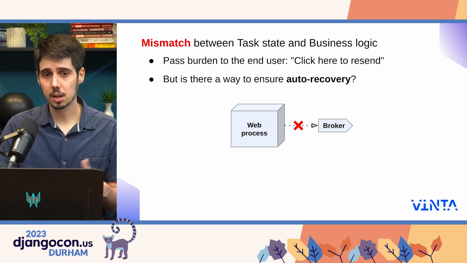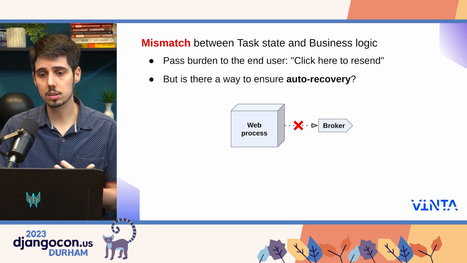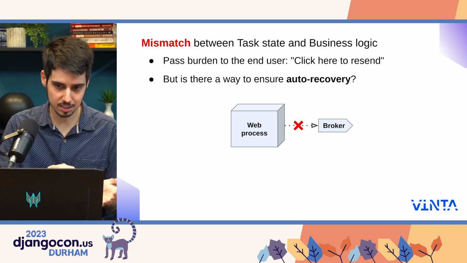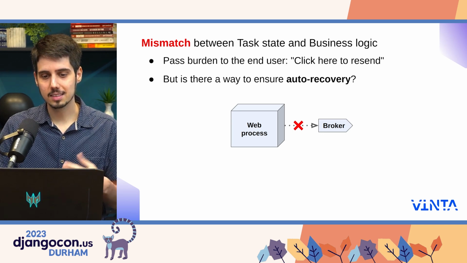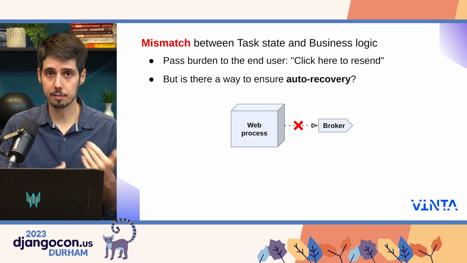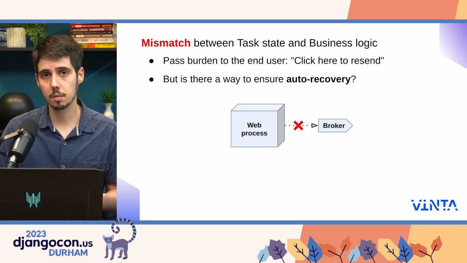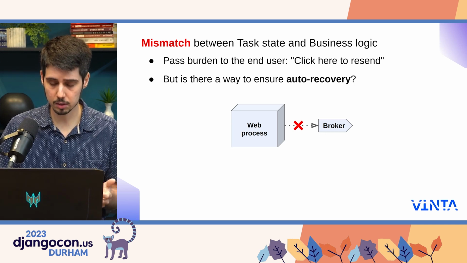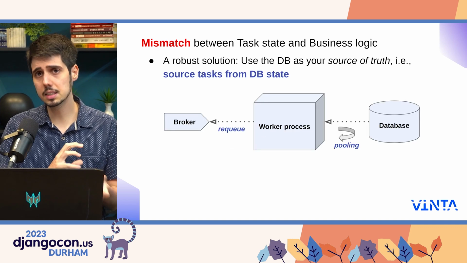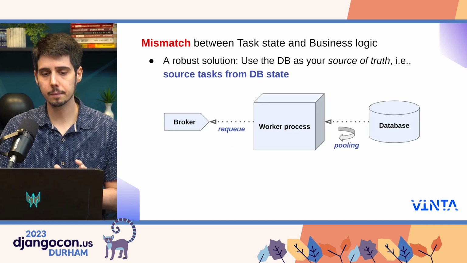Sometimes applications just pass the burden to the end user: click here to resend the email, which most people never did, they just click there. But is there a way for us to ensure an auto recovery? So if the broker is down, eventually the user can get the email. Is there a way we can build something to fix that for us automatically? There is a robust solution that we can implement.